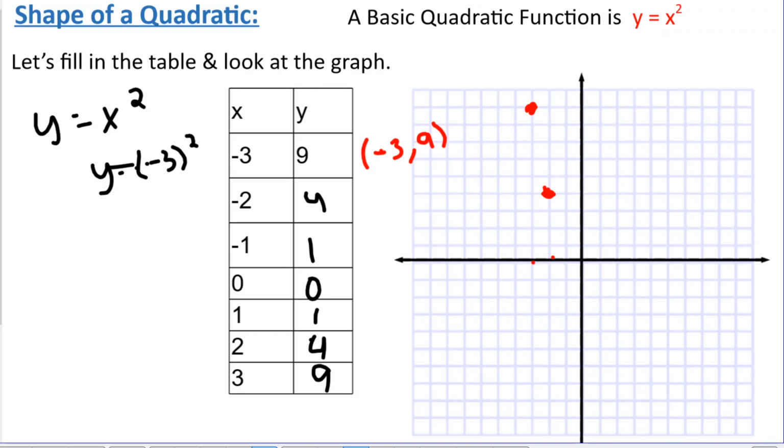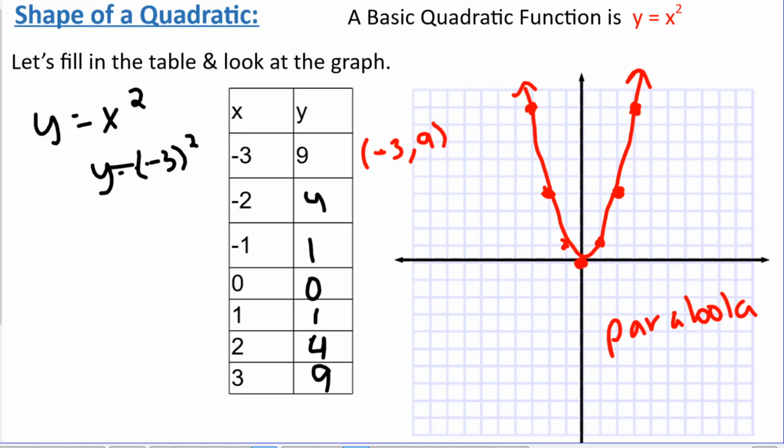So I plot these points: -1, 1, I have a point at 0, 0. I'm going to erase these little guiding points I used. +1, +1, +2, +4, and 3, 9. We're going to notice that these points give us this interesting shape. When I connect them all into a nice smooth curve, we get this shape that we describe as a parabola. Or we can say the shape is parabolic.